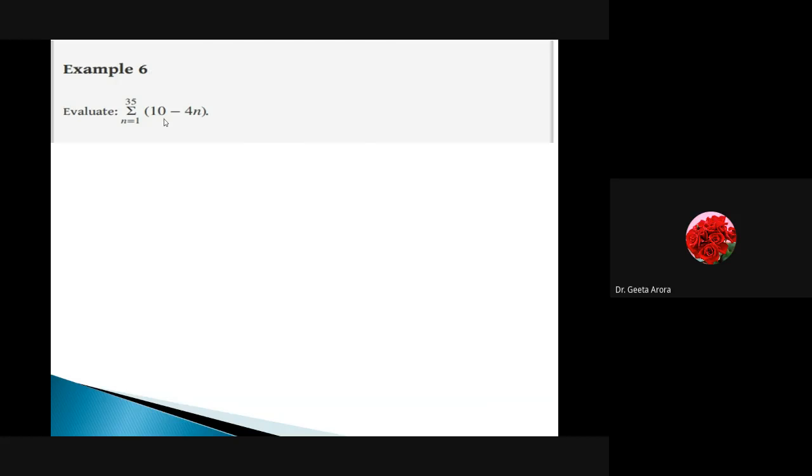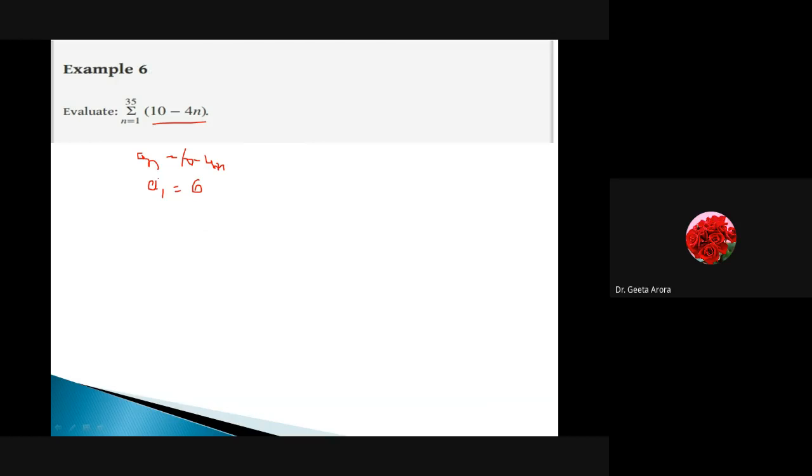We have Sn is equal to n by 2 into a1 plus an. And what is your a1? We have to put n equal to 1 here. This is my an, so I can write an is given by 10 minus 4n. If I put n equal to 1, I will get a1 is equal to 10 minus 4, which gives me 6. Correct?